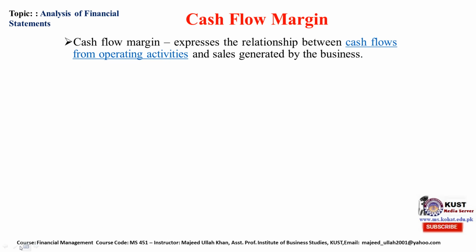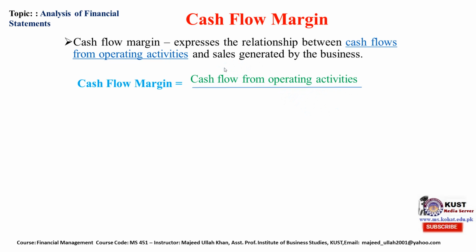Cash flow margin. For this ratio we need the cash flow statement. It is calculated from cash flow from operating activities in comparison with the sales generated by the business. So cash flow margin can be derived by dividing cash flow from operating activities by net sales.